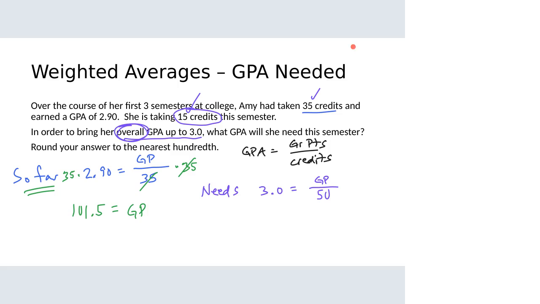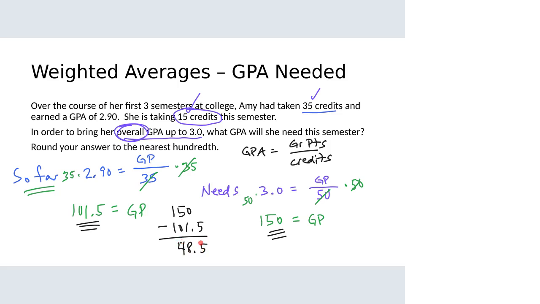Okay, now we can figure out how many grade points she's going to need to bridge the gap. We'll multiply by 50 on both sides. Those will cancel. And 50 times 3.0, that's 150 grade points. So right now, she has 101.5 grade points. She's going to need 150. So we can subtract to figure out how many she's going to need. 150 minus 101.5 is 48.5.